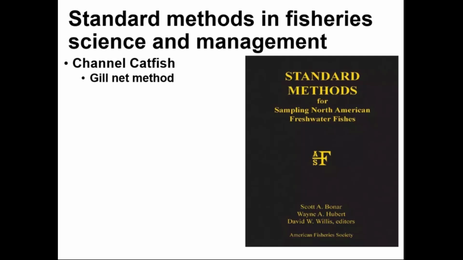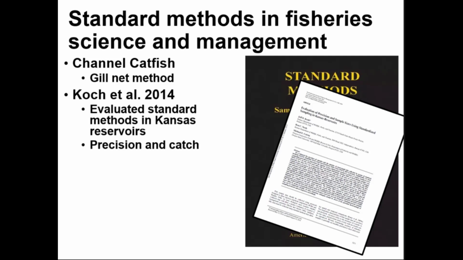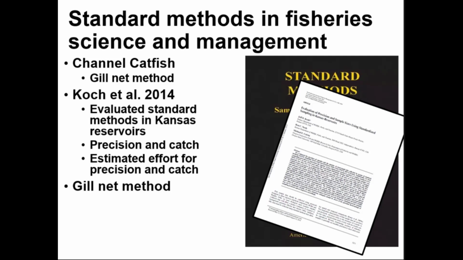Another important advance in standard methods was this paper by Cook et al. In 2014. What they did was they actually evaluated these standard methods in Kansas reservoirs, mostly looking at precision and catch of these methods and estimated effort required to meet precision and catch objectives. So they did evaluate the gill net method for sampling channel catfish in these reservoirs, and they found that generally catch was low and precision was also low.